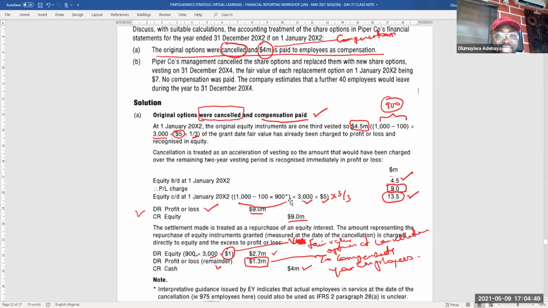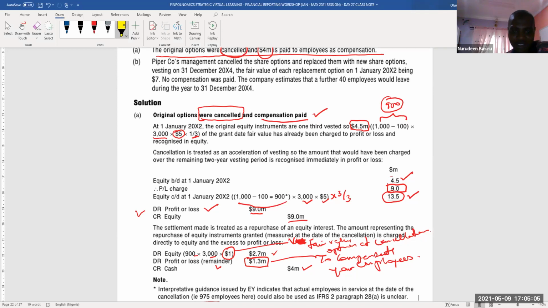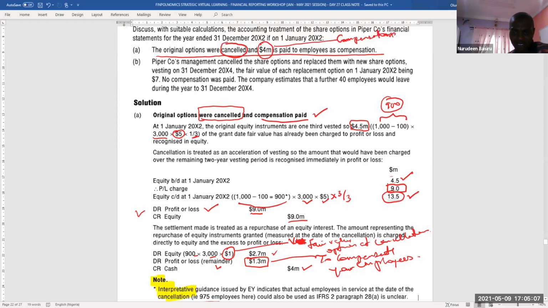Now, that is for A. Any question with respect to that A? Any question with respect to the A? Nuruddin. Yes, sir. It was fairly presented. I get the explanation clearly.